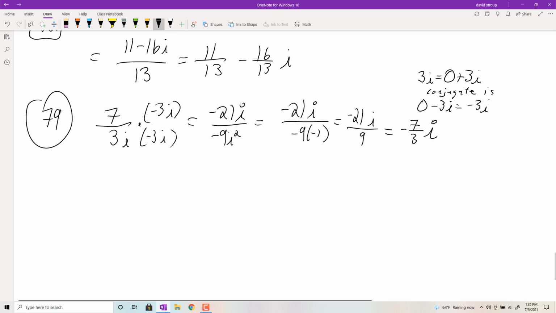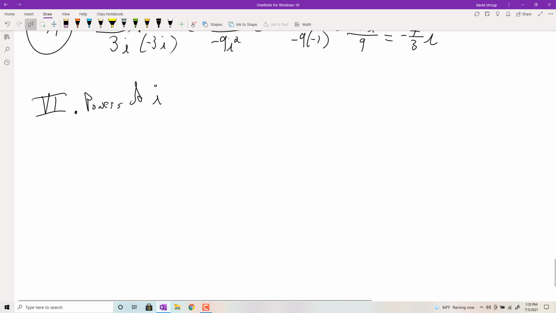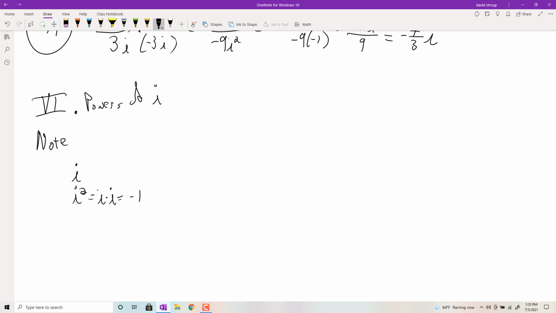Anyways, let's look at the last section here. We have powers of i, and simplifying powers of i. Okay, so the number i has a pattern to it if you take a look. So this is kind of interesting. i, of course, is just i. Then you get i squared. i squared is i times i, which we know is negative 1, right?